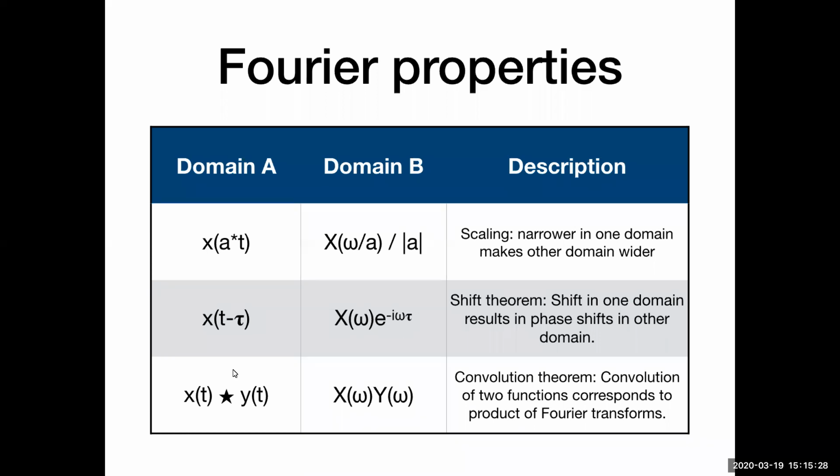And lastly, if you have a convolution of two functions, the Fourier transform of that is the product of the two individual Fourier transforms. All of these actually also work in reverse. So if you have a function that's a product of two separate functions, the Fourier transform of that is the convolution of the two individual Fourier transforms. And that comes up in a couple of places.